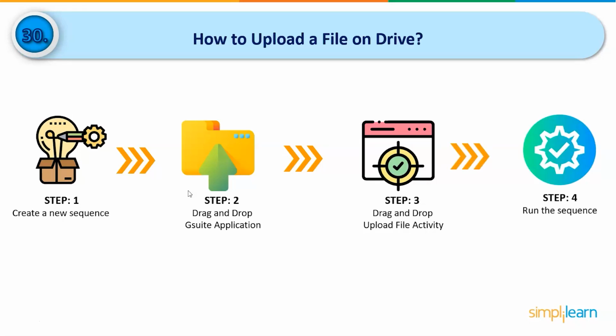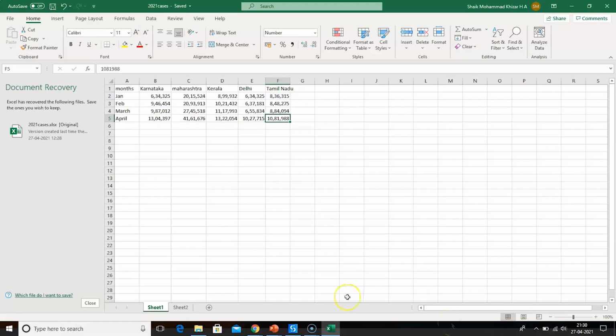Let's go and see a demo of how to create charts in an Excel file and how to upload a file on the drive. So let's jump into the UiPath Studio. This is the Excel file which I have created. It has the number of cases in these 5 states in the year 2021, in the months of Jan, Feb, March and April. All this record I have taken from a website called prsindia.org. I have 2 sheets, sheet 1 and sheet 2. So let's jump into the UiPath Studio.